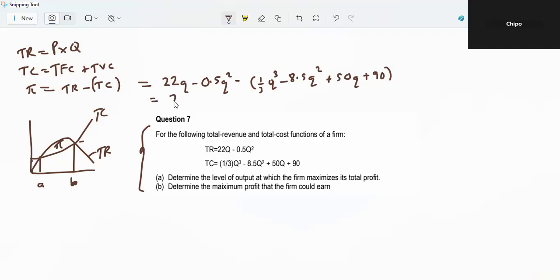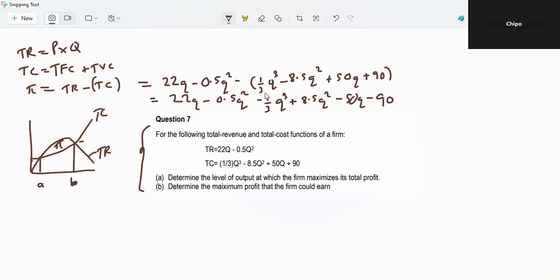So we maintain here 22Q minus 0.5 Q squared, minus 1 over 3 Q cubed, plus 8.5. Why is it coming plus? Because of the negative and the positive here. 8.5 Q squared, then minus 50 Q. What happens to the 90? It becomes what? Negative 90.